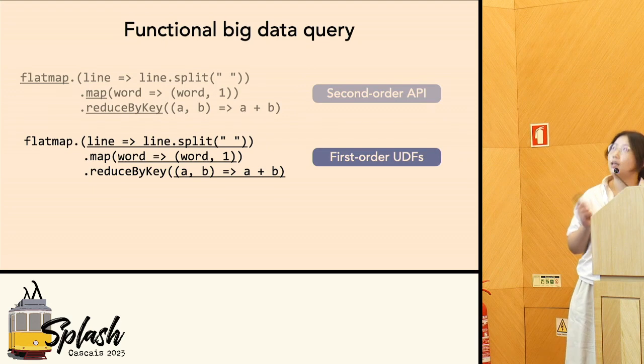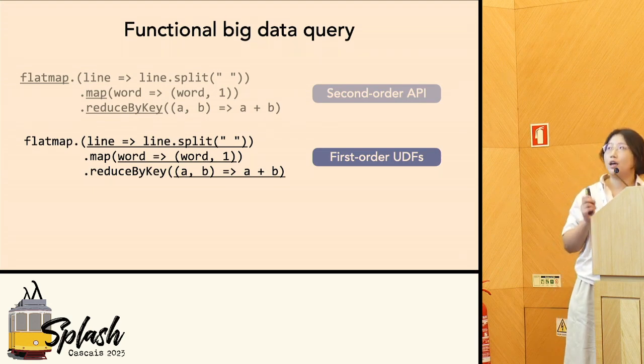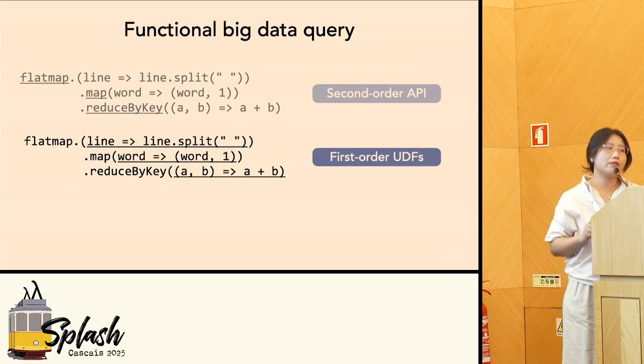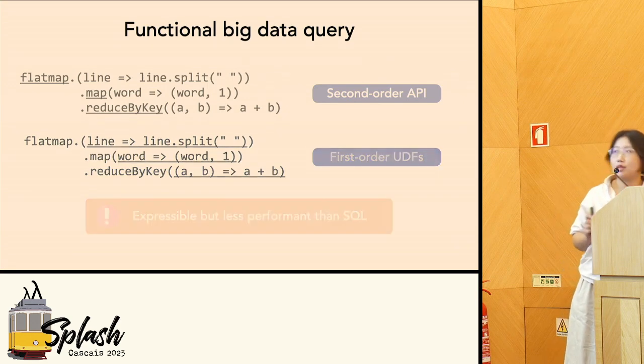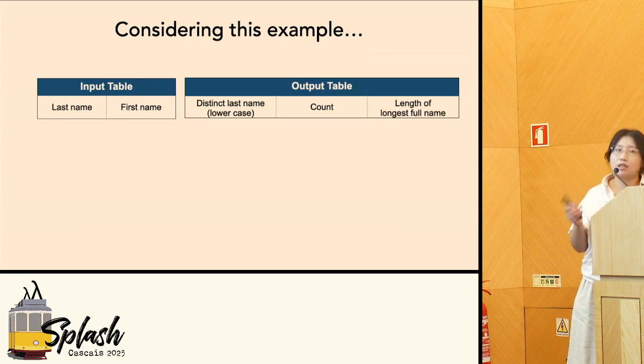The good thing about functional big data queries like this is that they're very expressive. For example, in the UDF you can use whatever programming language you like. However, they are much less performant than SQL. To see why this is the case, let's look at an example.